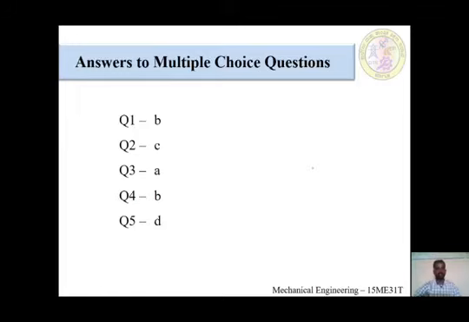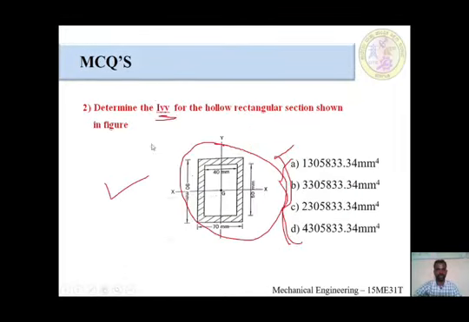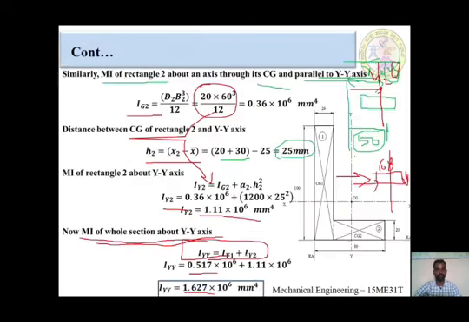Next slide. These are the answers to the multiple choice questions. First question answer is B. Determine Ixx. Ixx value is B. This is the answer: 3835833.4 millimeter raised to 4.